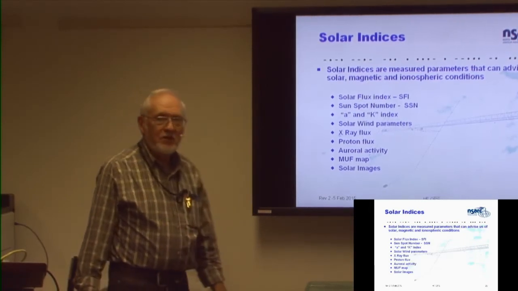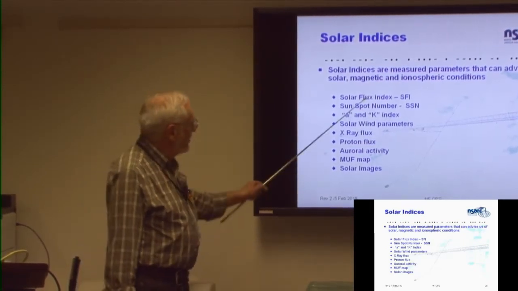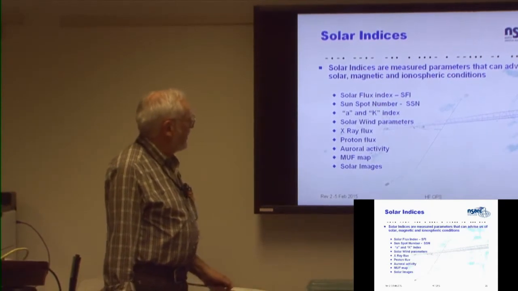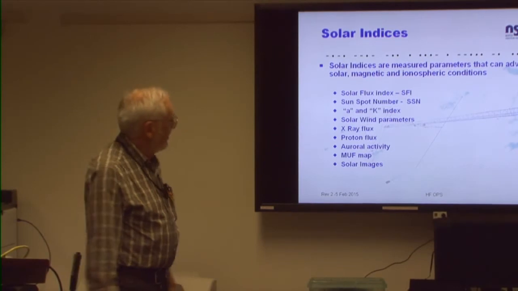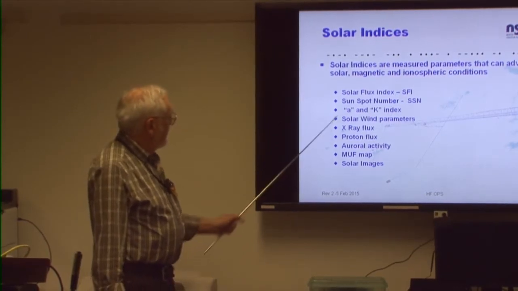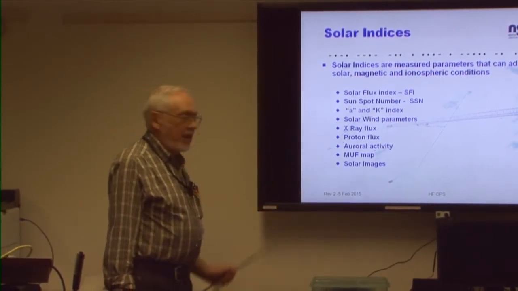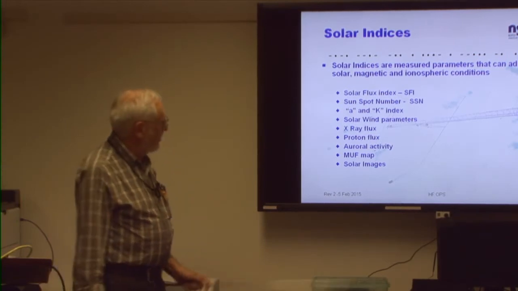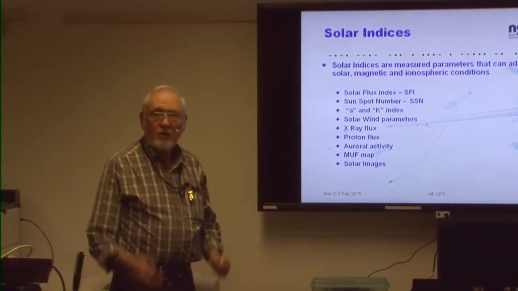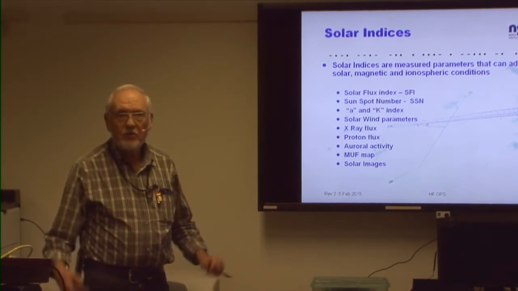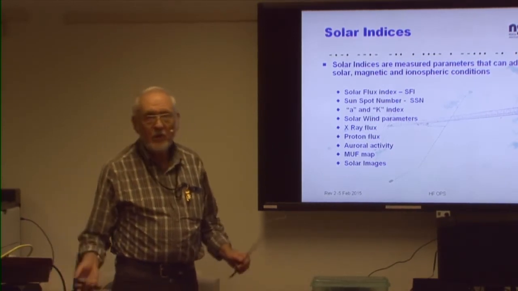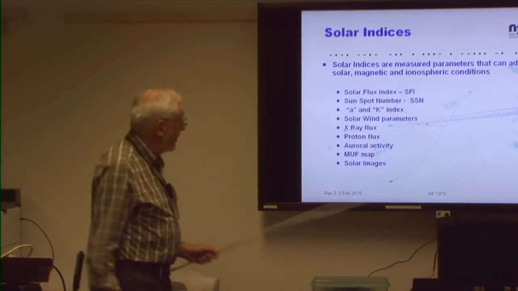They have a methodology, and the correlation between these two is quite good. But I prefer this one because it's a direct measurement of the solar flux. We talk about the A and the K index a lot, and I'll tell you what those are all about, but those are the magnetic indices that tell us how the Earth's magnetic field is doing, which in turn is telling us how the ionosphere is, whether it's disturbed or it's quiet.